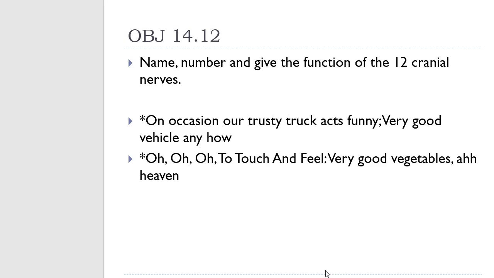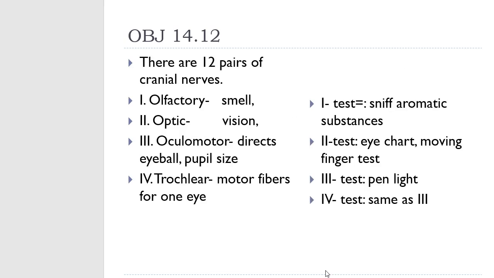But the cranial nerves are actually what they test when you go in for physicals, especially if you were growing up as a child. When you went to your wellness visits, they wanted to make sure that all of these senses, all of these cranial nerves work, because a lot of them are attached to either sensory nerves or motor nerves, or sometimes both. So here are our 12 pairs. We have olfactory, which is smell, cranial nerve 2, which is optic, which does vision, cranial nerve 3, oculomotor, which directs the eyeball and pupil size.